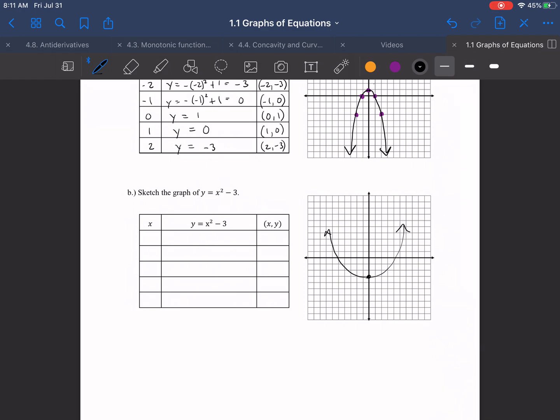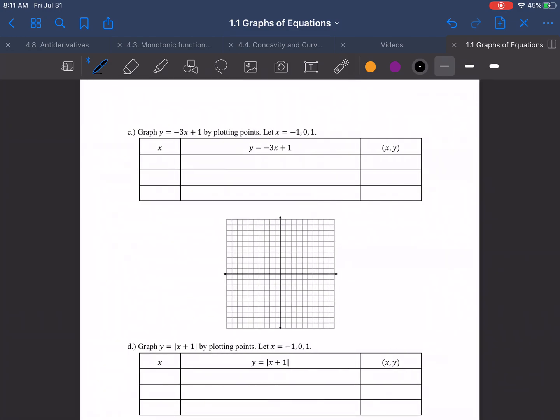And plot some points and graph it. Same thing for the next one. This next one you should try. I can tell by recognizing this graph, it's going to be a straight line. And so for this one, you're going to get something that looks something like that. That's just a straight line.